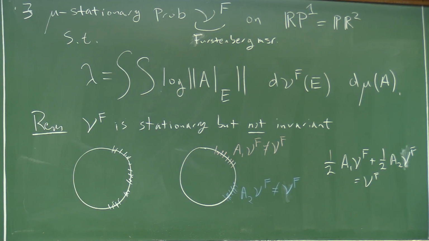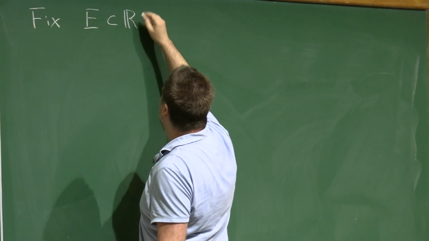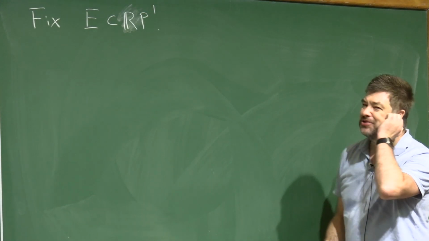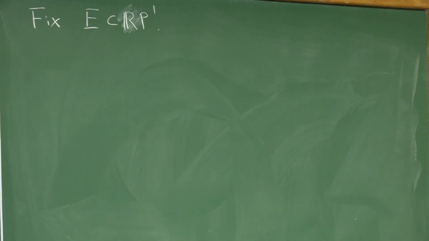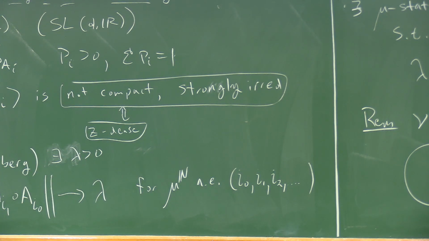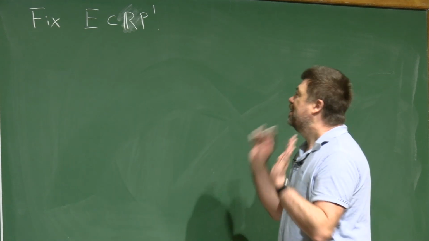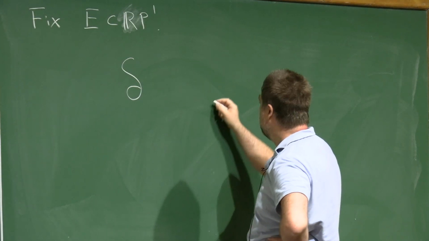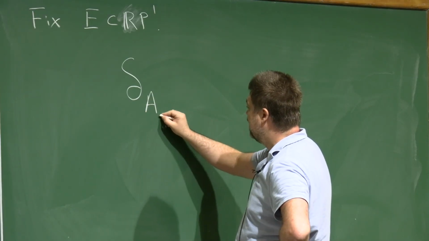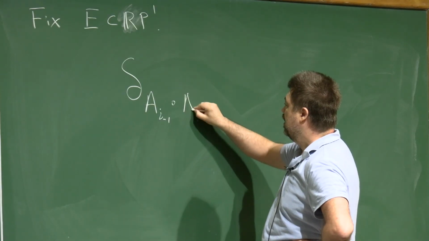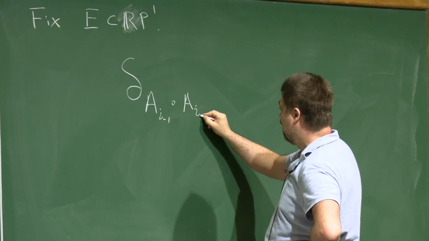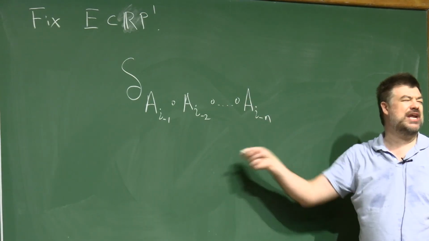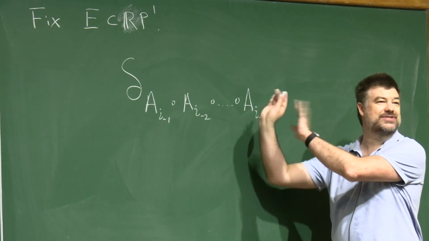So fix an E, some one-dimensional subspace in real projective space, RP1. And now I'm going to do something funny. I'm studying the random dynamics, so things are indexed by futures, but I'm actually going to index things by pasts here, just because indexing by past makes some sense to me. So I'm going to take delta mass at, let's see, the last one I want to do is A_{i-1}. This is the last map I pick. Then I want to do A_{i-2}. And I want the last one to be A_{i-n}. It's a little strange that I'm indexing by negative numbers, but ignore that. They're going to be chosen IID, so it doesn't really matter how I index them.